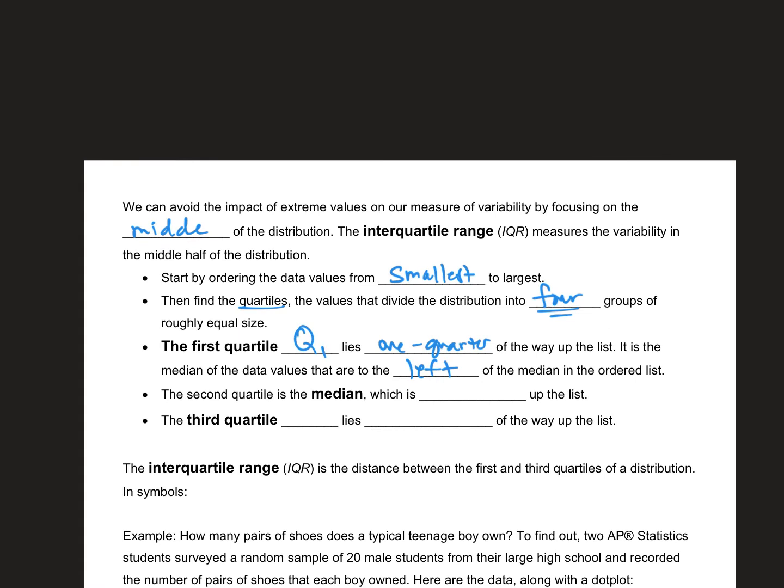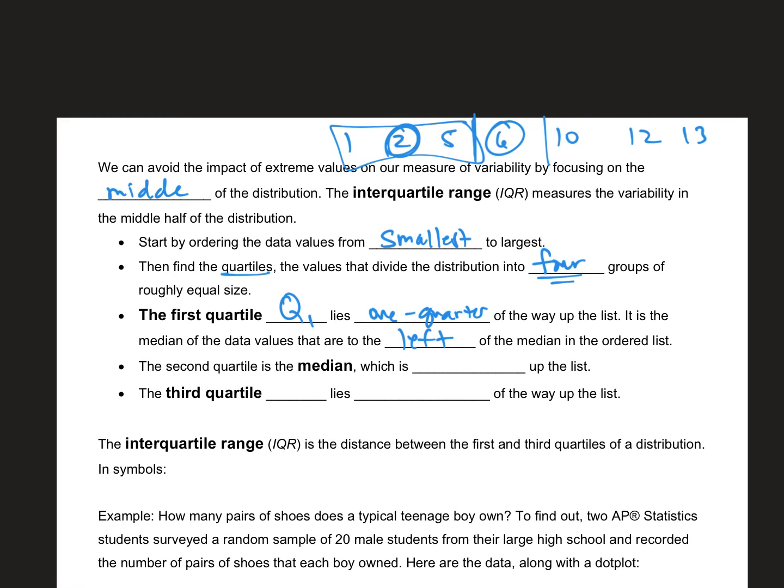So, like, let's see. We have 1, 2, 5, 6, 10, 12, 13. Okay. And this is the median. All right. And if we were to look at the lower half, then this would be broken up and this would be Q1 because it's the median of the left numbers. This would be Q3. Okay.